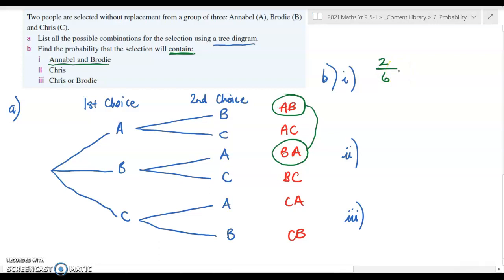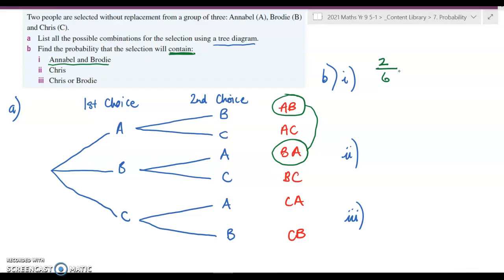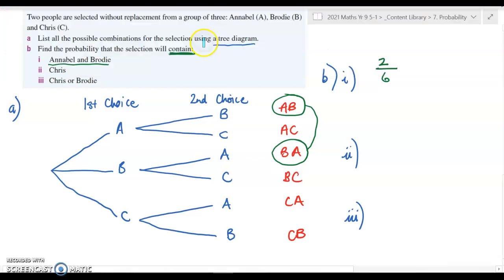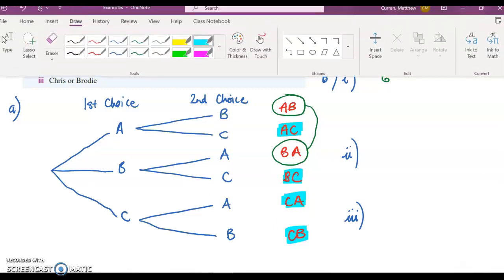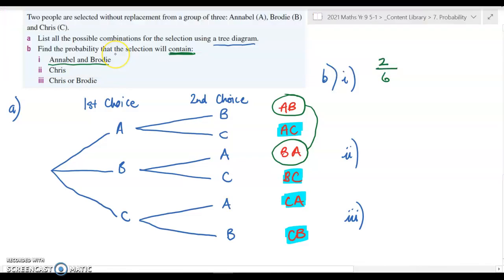Part 2 asks me to find the probability that my selection will contain Chris. So I'm going to go down my list of outcomes and highlight the ones which contain Chris. There's one that contains Chris, that contains Chris, that contains Chris, and this contains Chris. So that is 4 in total. So that will be 4 over 6.